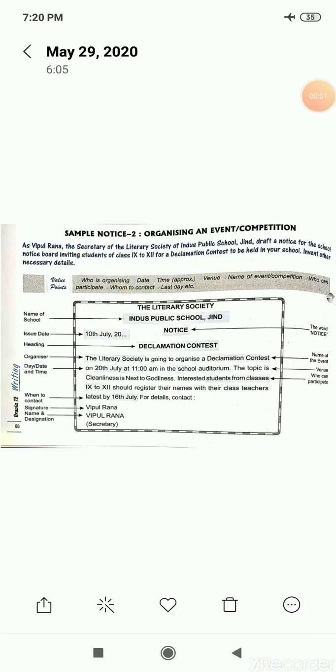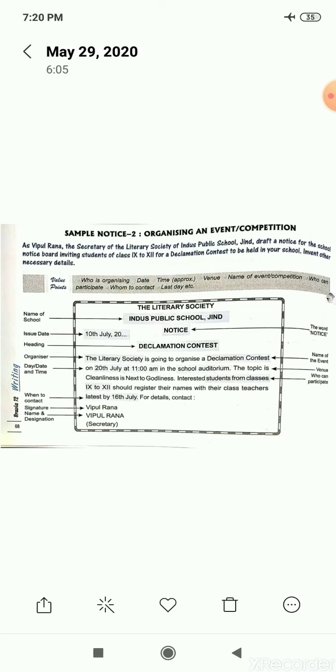So students, let's understand it with an example. The example that I feel is apt for you to understand. Read the question first. As Vipul Rana, you are already assigned a name, so under that name only you have to write the notice.